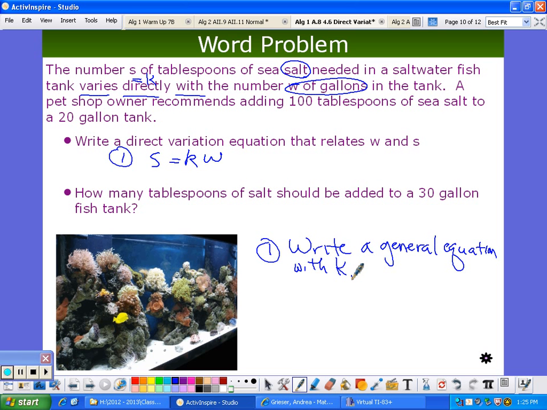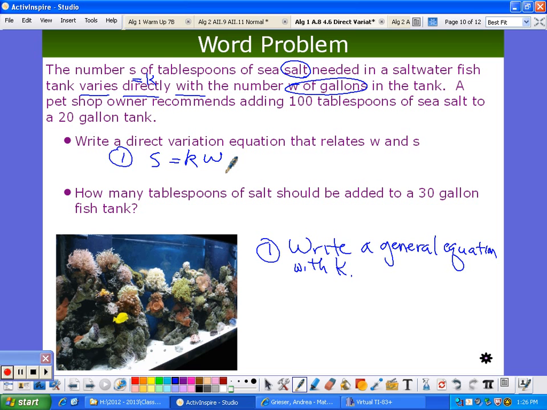So that's like the equation y equals kx. Now, I'm not using y or x. There's nothing wrong with using y or x, but I'm using more meaningful letters because it's telling me salt varies directly with water. So using those very meaningful letters, I can think about what I'm talking about. So that was step 1.